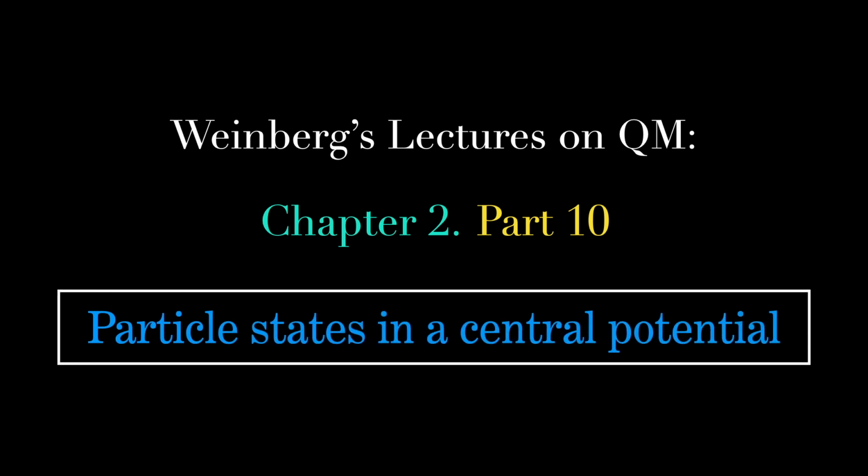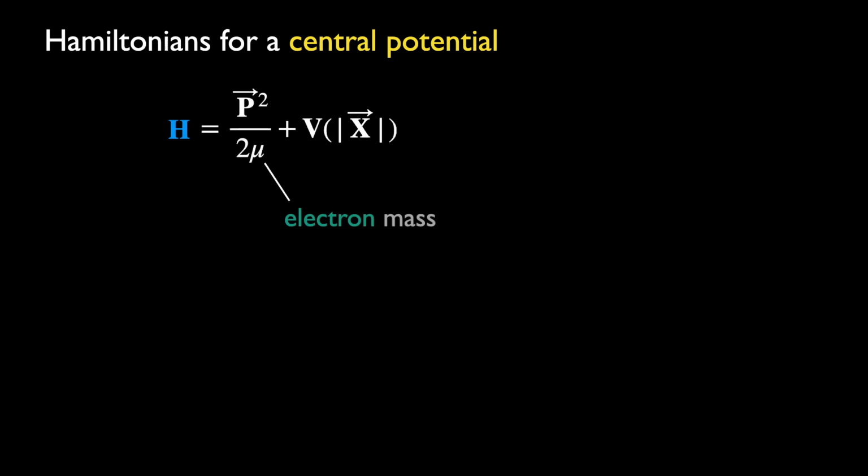Hello friends, welcome back to this series where we go through and explain the book on quantum mechanics by Steven Weinberg. We are now at chapter 2 on a particle in central potentials. In the last video, we have just finished our discussion of the hydrogen atom, which is essentially an electron bound by the Coulomb potential to a nucleus.